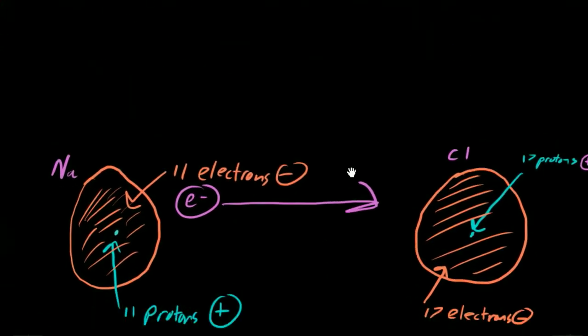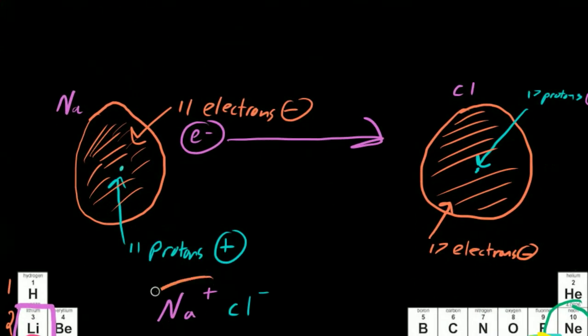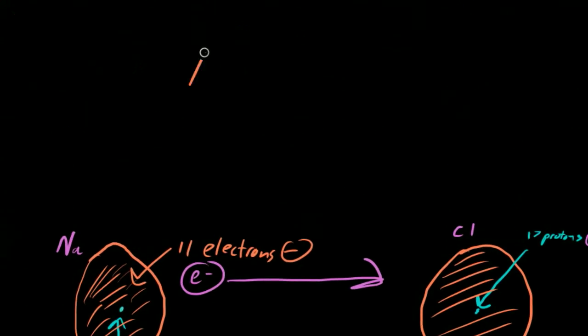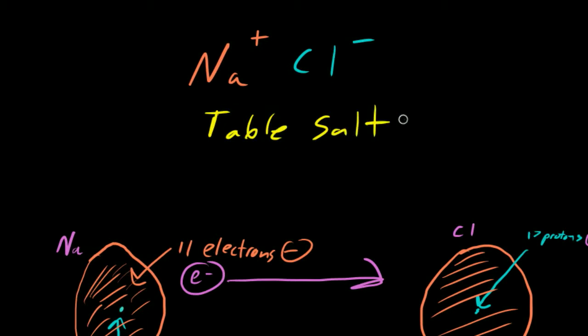When you put sodium and chlorine together and the reaction happens, sodium gives one electron to chlorine, so it has a positive charge, and that chlorine accepts that electron from sodium. What this is, is table salt. So that's interesting, isn't it?